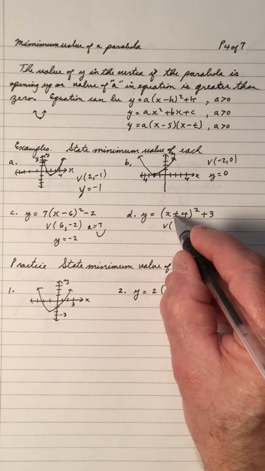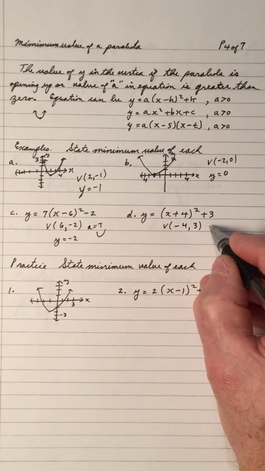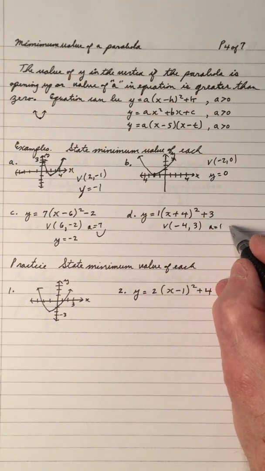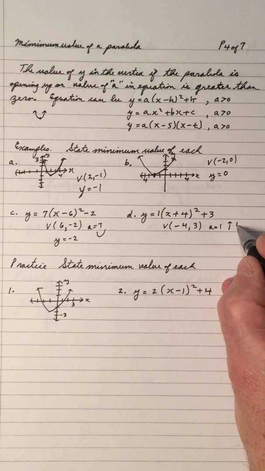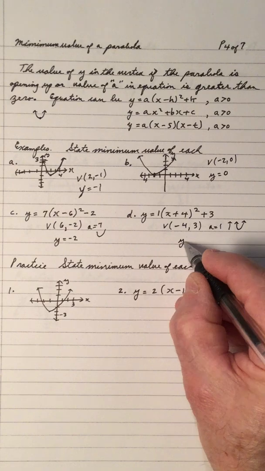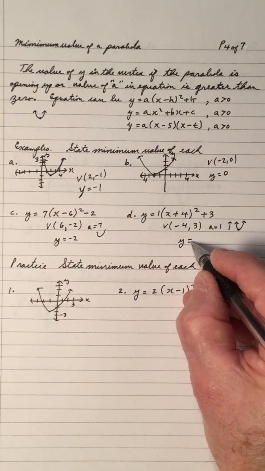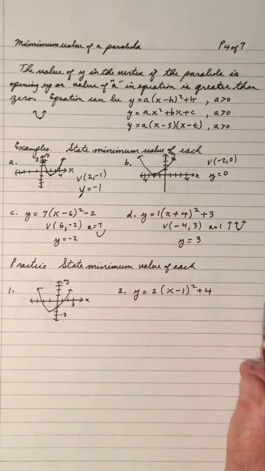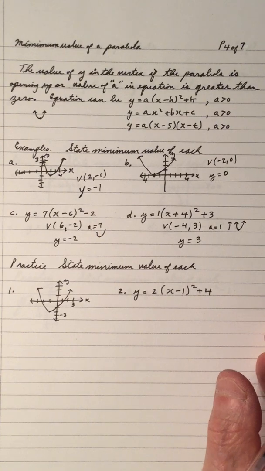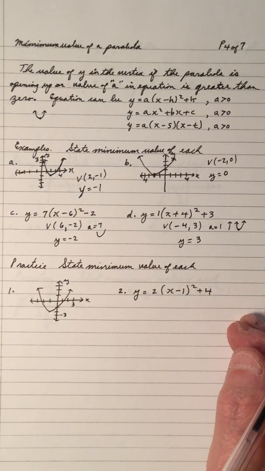The vertex here is opposite of plus 4, which is minus 4, comma 3. Again, A is 1, A is positive, so that means the parabola is opening up like this, going up. And that means this vertex is the lowest point, the minimum point, and the minimum value is the y value of the vertex, 3. So the minimum point gives you the minimum value of y. The maximum point gives you the maximum value of y that's in the graph.